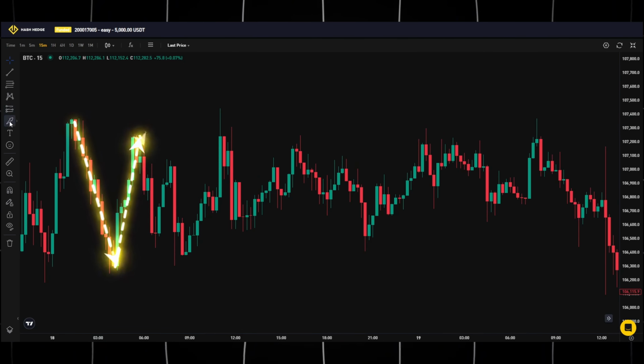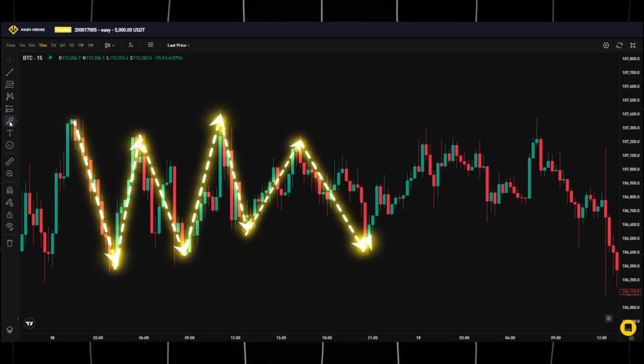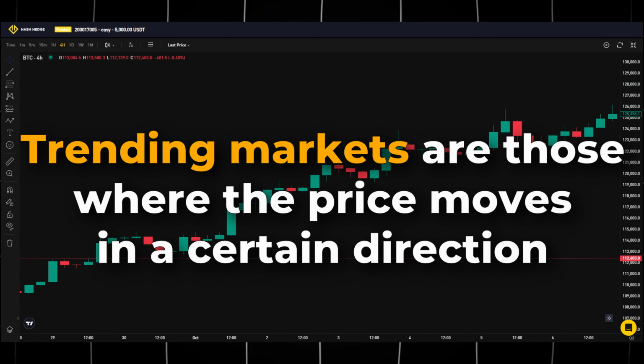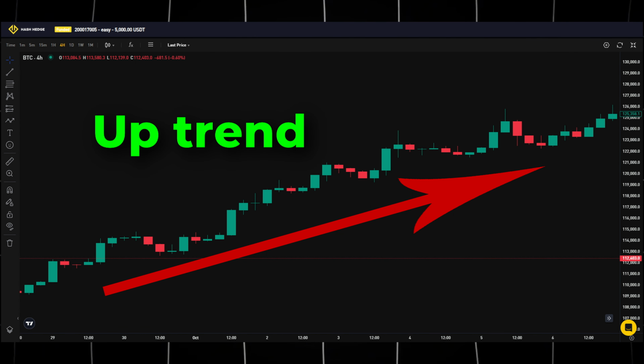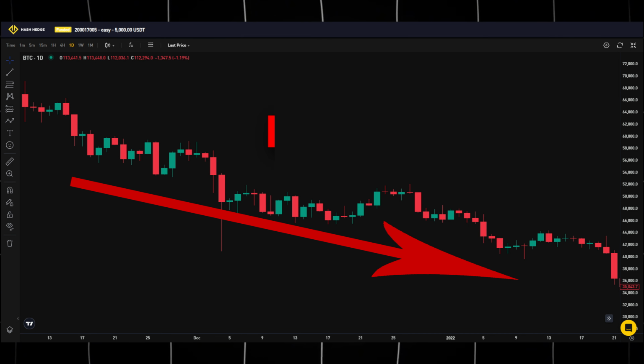First, it's important to understand that in the world of technical analysis, there are two types of markets, trending and sideways. Trending markets are those where the price moves in a certain direction. If it's going up, that's called an uptrend. If the price is falling, that's called a downtrend.